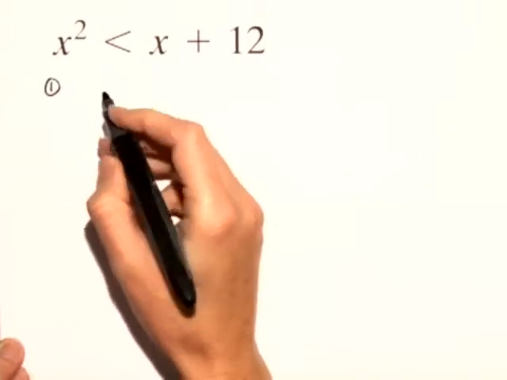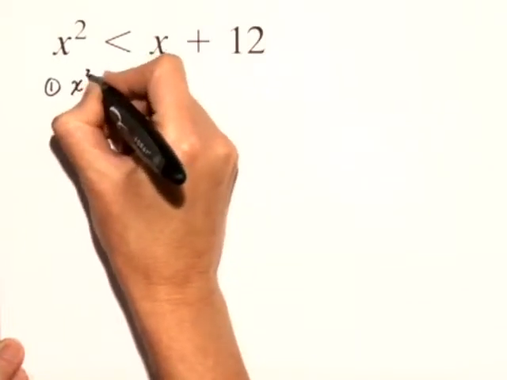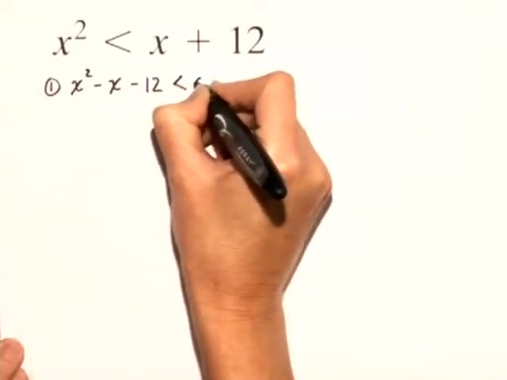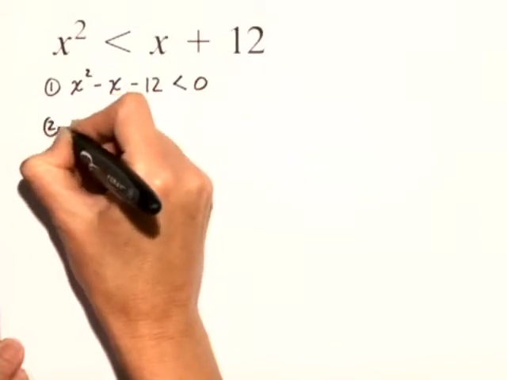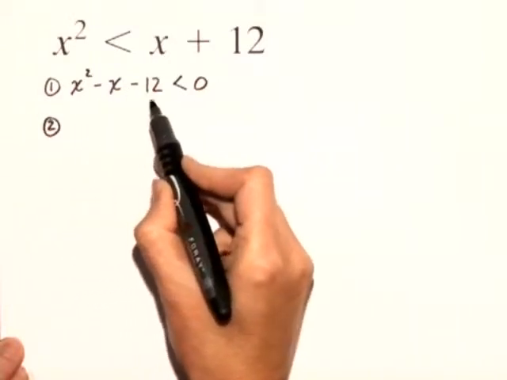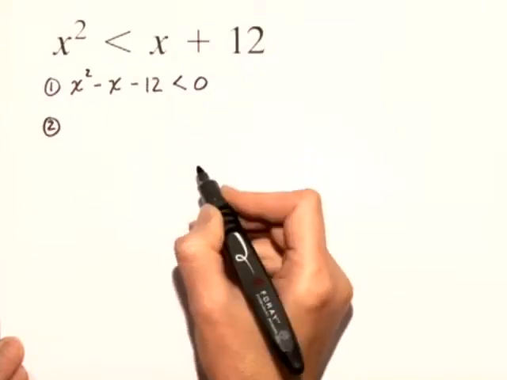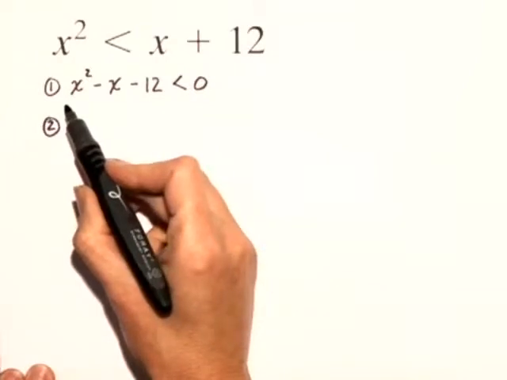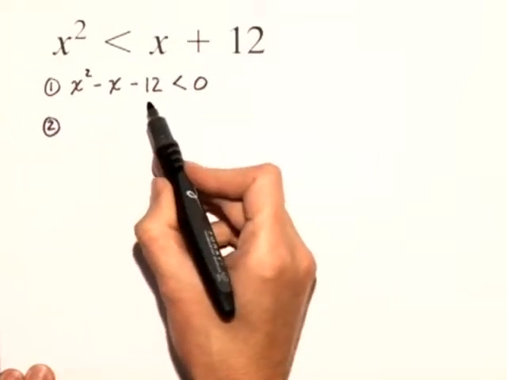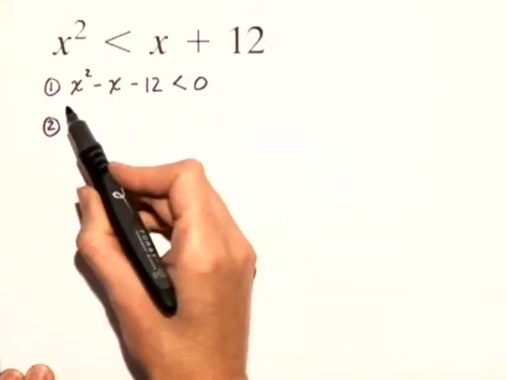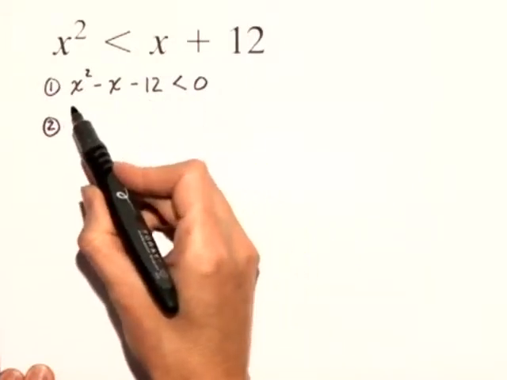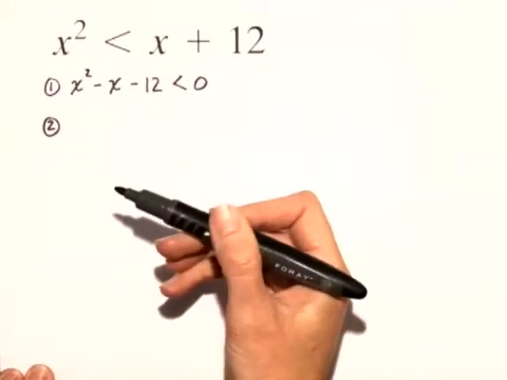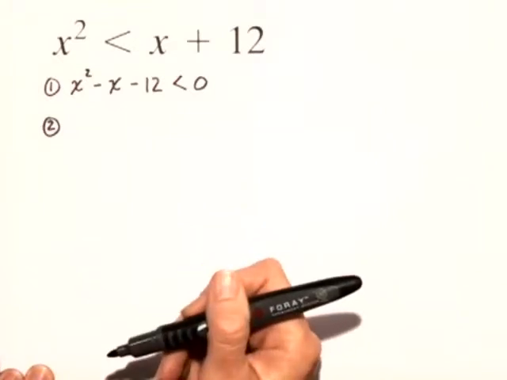So let's move all the terms to the left-hand side, and we'll have x squared minus x minus 12 is less than 0. Now in step 2, we'll take this left-hand side and set it equal to 0 to get the partition values. What we're really doing is trying to solve for whenever x squared minus x minus 12 is less than 0. If we were to graph a quadratic function, this would be a parabola, and we're really asking when are the x values such that the function lies below the x-axis.